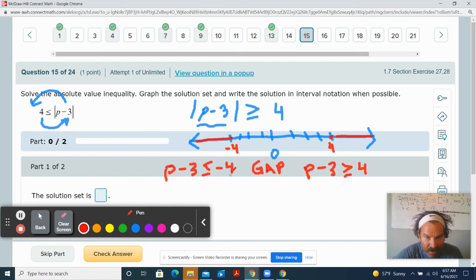So if I add 3 to both sides, this is going to be P is less than or equal to negative 1. And if I add 3 on both sides here, this is going to be P is greater than or equal to positive 7.